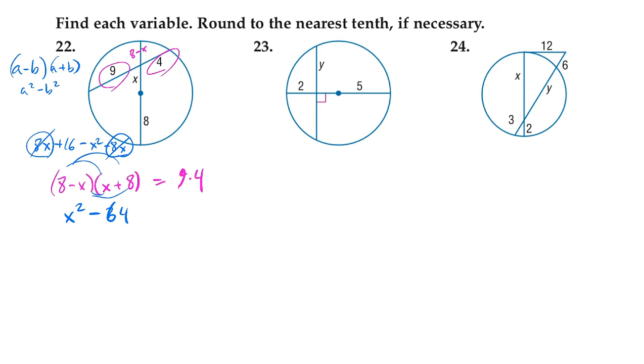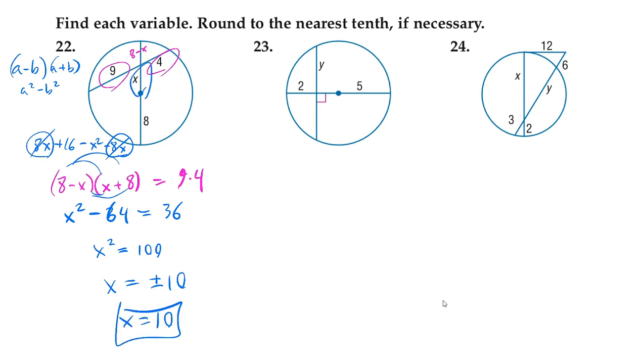It's called the difference of squares. Equals 36. Adding the 64, we get x squared equals 100. So x equals plus or minus 10. Again, it's an actual side length, so we only use the positive value there.